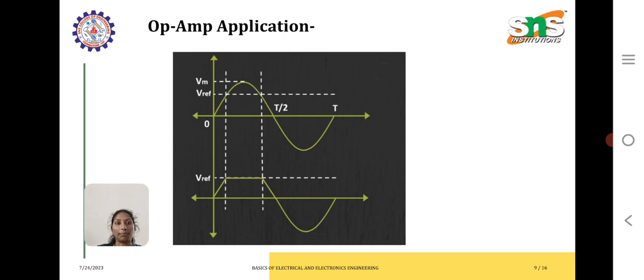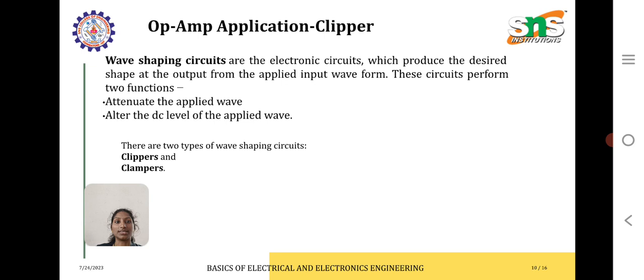So op-amp applications: we have summer, clipper and clamper as the applications of op-amp, where we can cut the voltage where it is not needed. At the output, the top part, the voltage is clipped. So this is the clipper application of the operational amplifier.